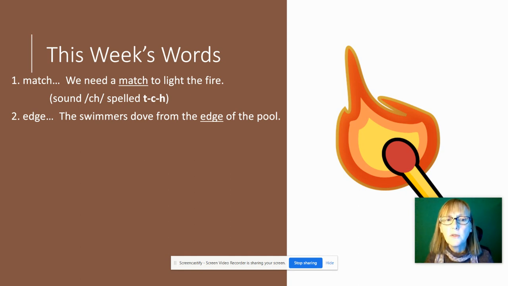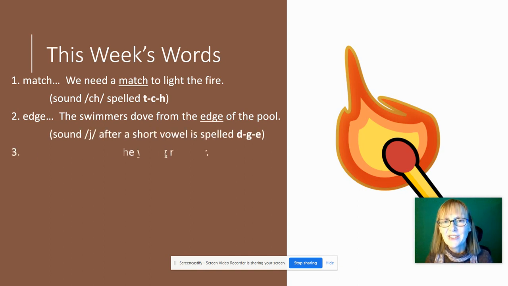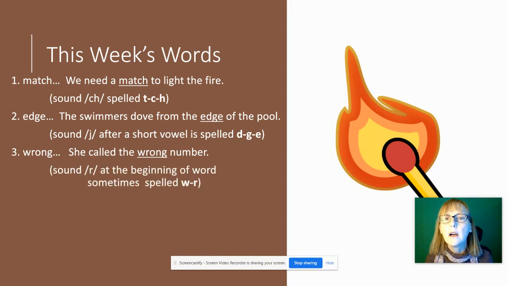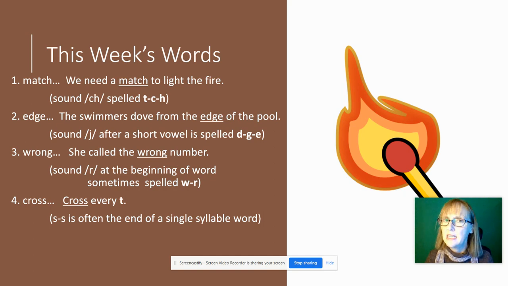Then edge. The swimmers dove from the edge of the pool. Edge. G-E. D-G-E. A sound j at the short vowel. Wrong. She called the wrong number. That is one of our silent W, then R to make the R sound at the beginning of the word. Cross every T. That's that double S we often see at the end of a single syllable word as well.